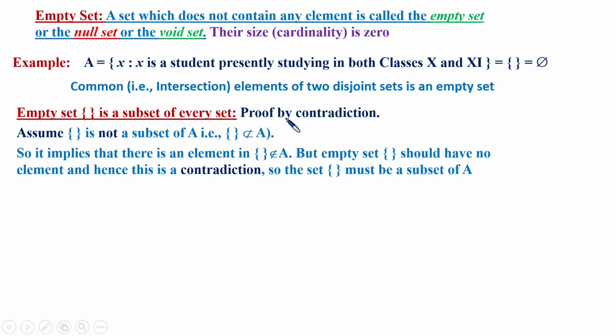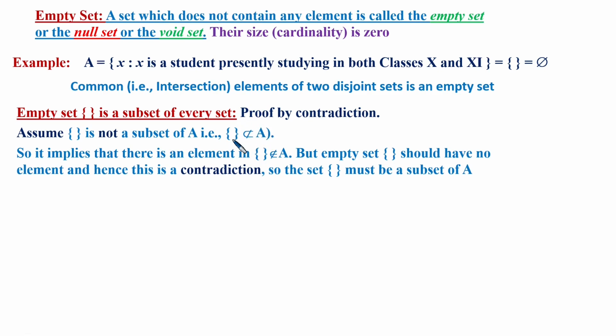Let us prove it by contradiction. We have studied extensively in class 10 what proof by contradiction is, so let us use that. Here, my statement is that the empty set is a subset of every set. So by proof of contradiction, you have to assume that the empty set is not a subset of A. We start with this assumption. This symbol is for a subset, and if you cross it, it becomes not a subset.